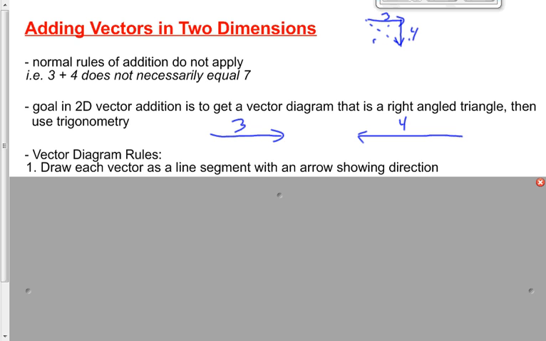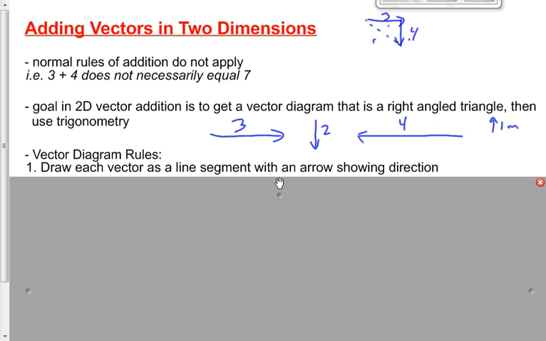If we've got a vector that's 2 to the south, I might draw it like this. 1 to the north might be like this. Notice that each of these vectors are line segments, each with an arrow pointing in the direction of that vector, each labeled when we can. And notice one more thing. They're drawn more or less to scale.